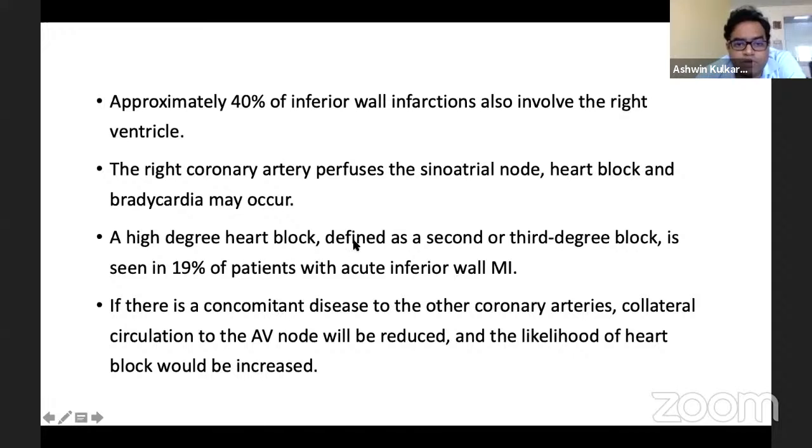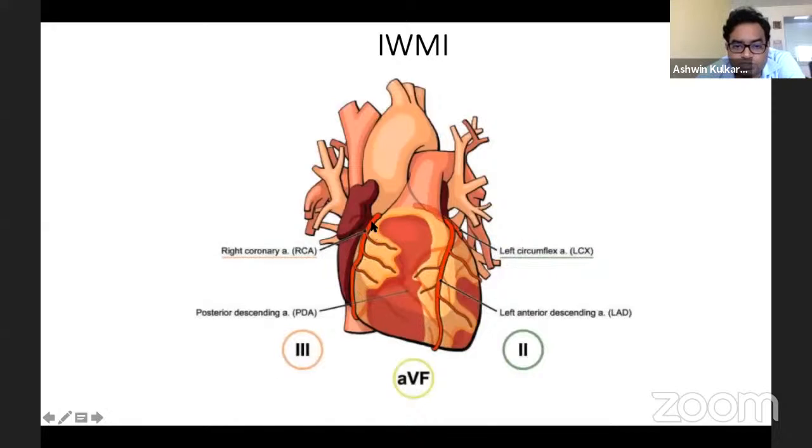A high degree heart block, defined as second or third degree heart block, can be seen in 19% of patients. If there is concomitant disease in the other coronary, then the circulation to the AV node will likely also be affected. So the take home message is that in inferior wall MI, you have to suspect even heart blocks. Heart blocks can happen, bradycardia can happen, and in around 40% of patients there will be involvement of the right ventricle also. So this is the right coronary artery, which supplies the inferior wall of the heart. These are the three leads: lead 2, lead 3, and AVF.